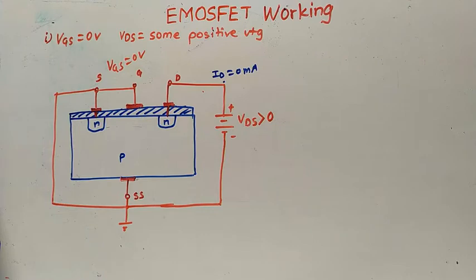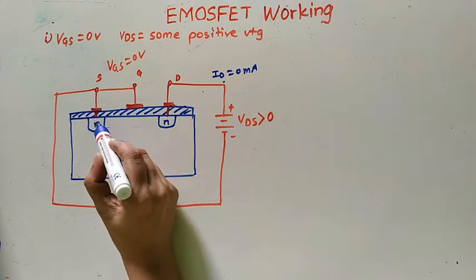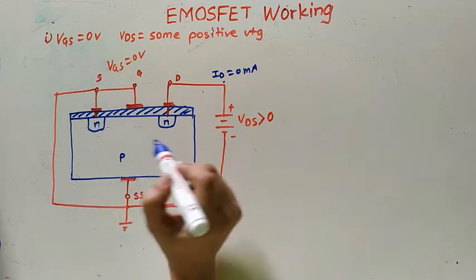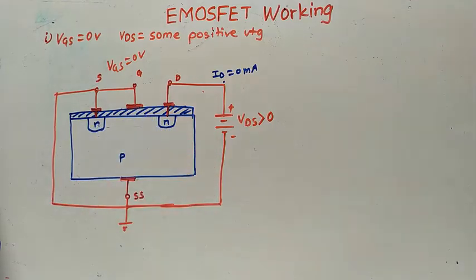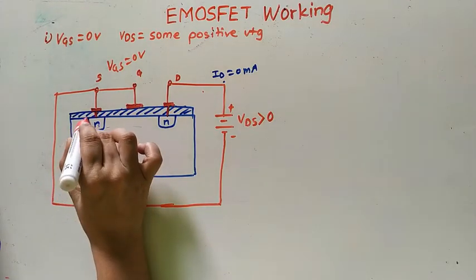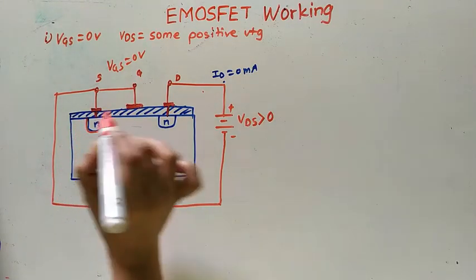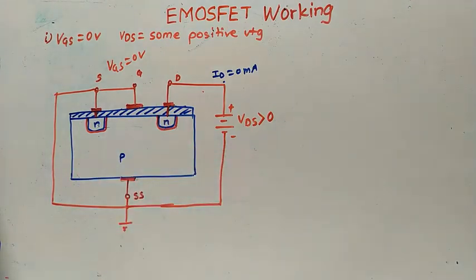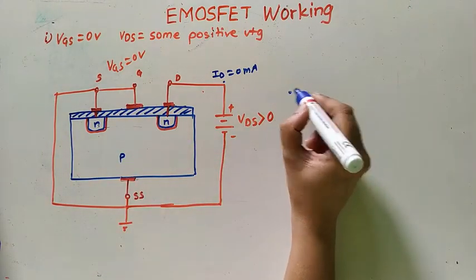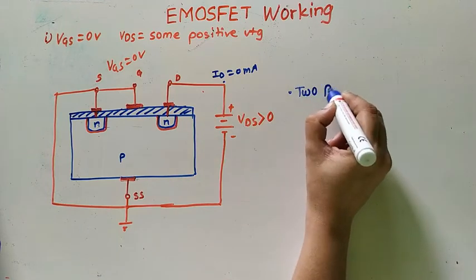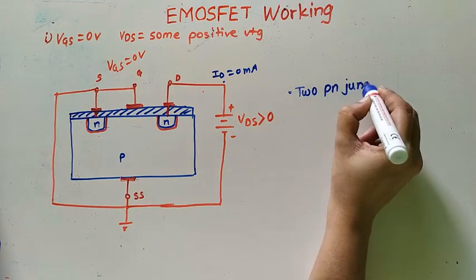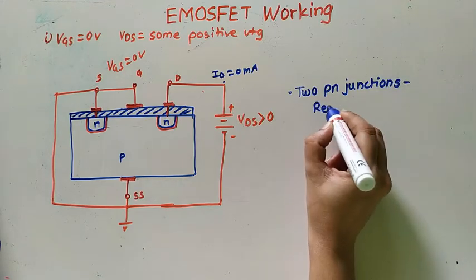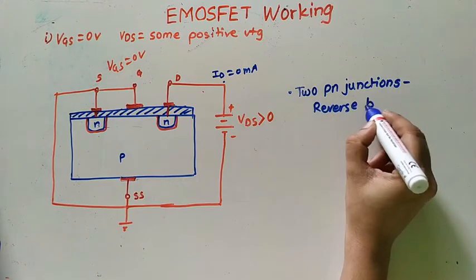And here two PN junctions will be created, one at this side and one at this side. These two PN junctions are reverse biased.